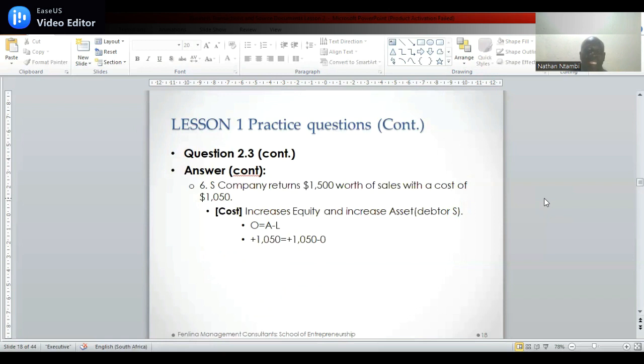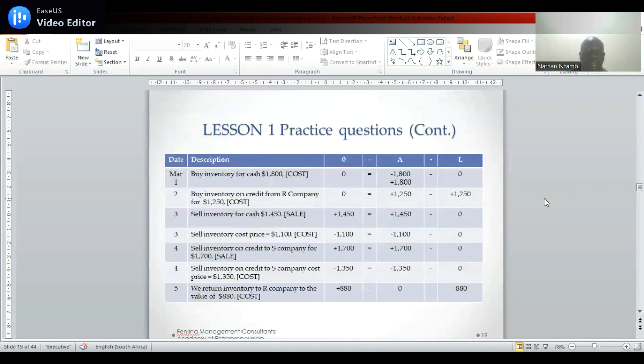S company returns 1,500 worth of sales with a cost of 1,050. It's just a continuation. This increases the equity and increases the asset inventory. The equity is going to be 1,050 and the inventory 1,050. In summary, practice question 2.3 is, as you can see in the table.